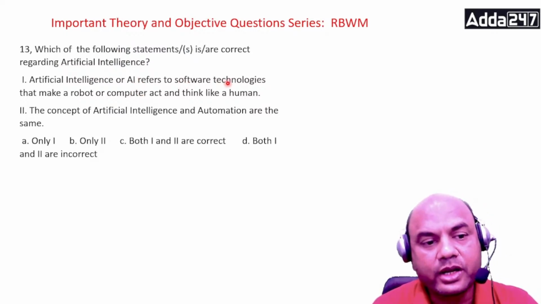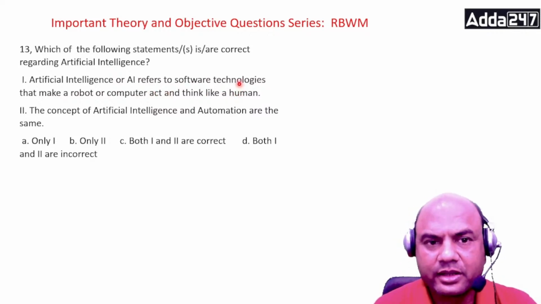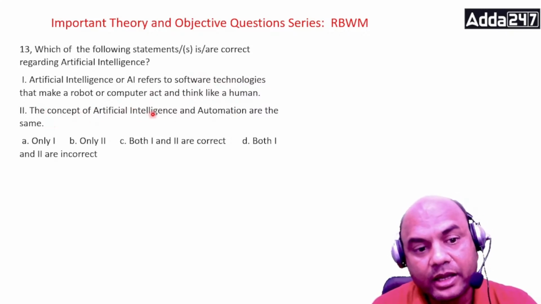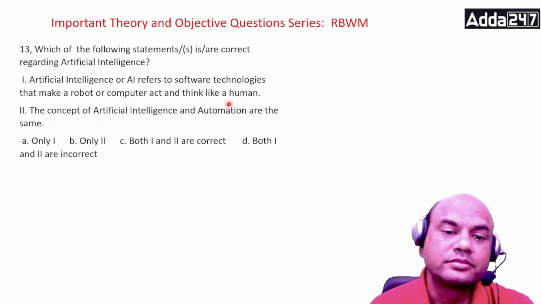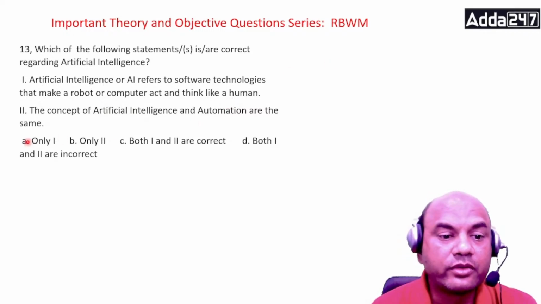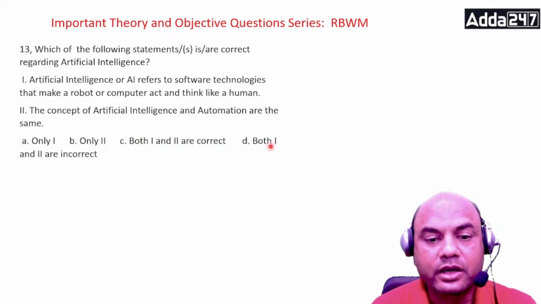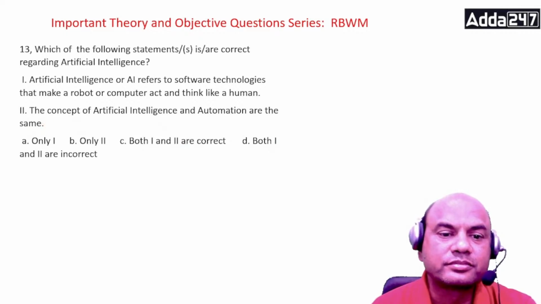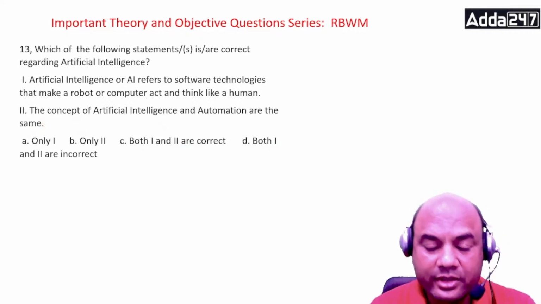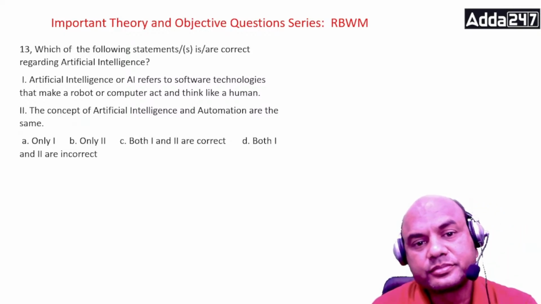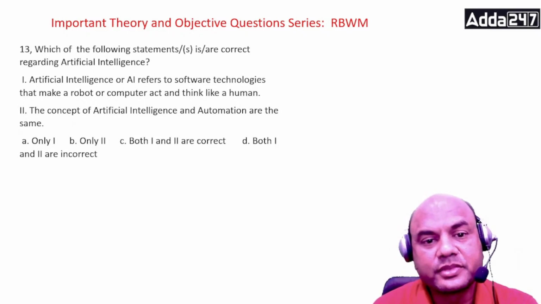AI refers to the software technologies that make a robot or computer act and think like a human being. Let's see, correct or wrong. The concept of AI and automation are the same. Is it the same? Options: only one is correct, only two is correct, 1 and 2 both are correct, 1 and 2 are wrong. Which one is correct? Everyone, give me your answer in the comment section, fast.